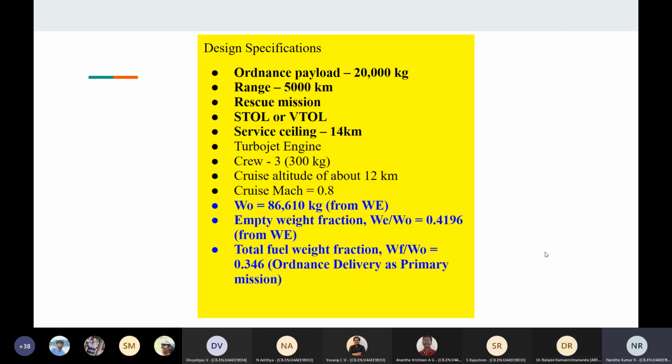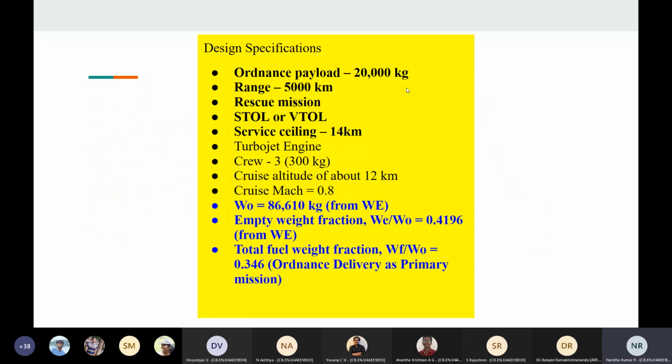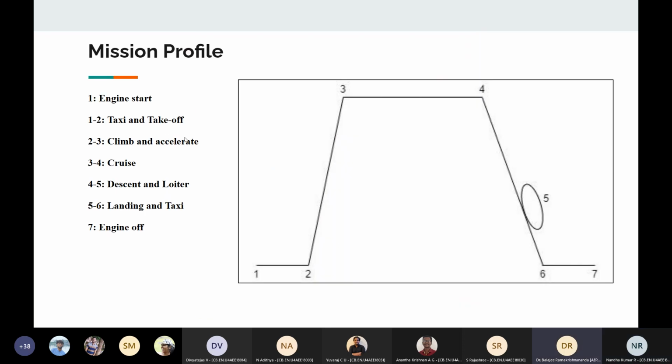This is the design specification given to us. The black one is what sir gave to us. That's all we chose. And this is our mission. Did I specify that it should be a turbojet engine? No, sir. The black one is what you specified, sir. All the others we have chosen just now, sir. During engine design, we'll choose better. Mach number you chose based on?